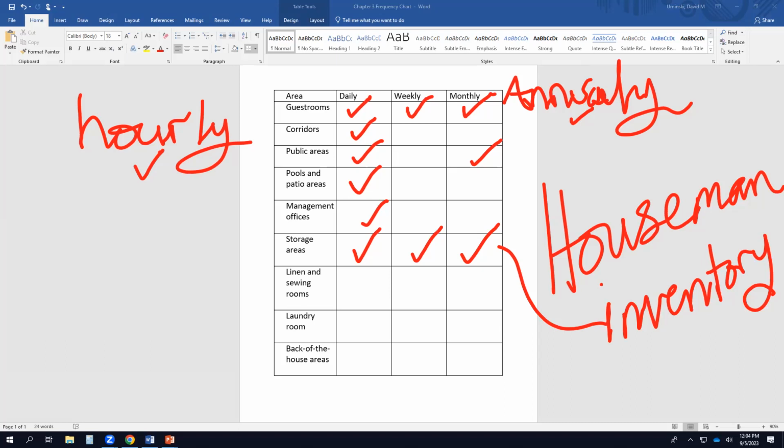Linen and sewing rooms, I'm just going to cross those out because we don't really have a lot of linen and sewing rooms anymore. Laundry room should be cleaned daily for sure. And then back of the house areas, daily. So there's a lot of daily tasks, and then we might also have specific tasks on a weekly and or monthly basis. I don't know if you're familiar with back of the house corridors of hotels. They tend to be storage areas, so maybe on a monthly basis we pull everything away from the wall and clean it.